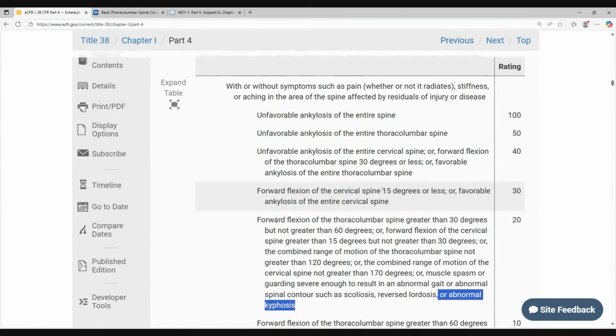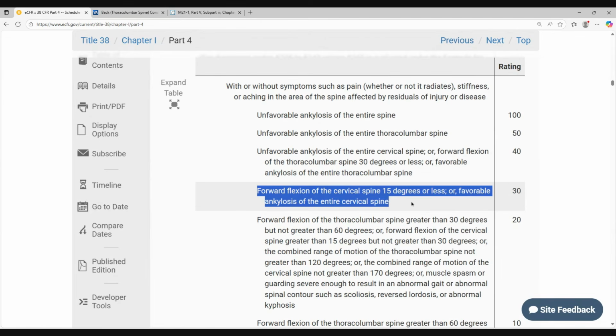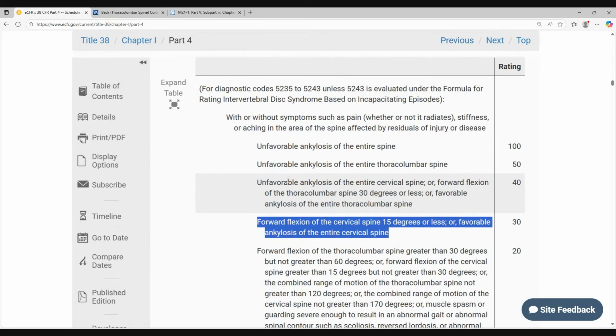Now we come up here to 30%. Okay, this is only for the neck. So 30% can only be gotten for the neck. You can get 40% for the thoracolumbar spine. So we skip from 20 to 40.